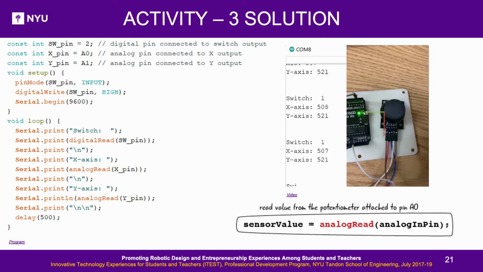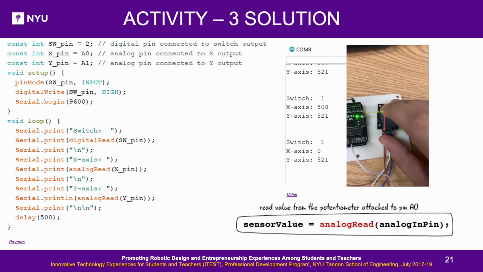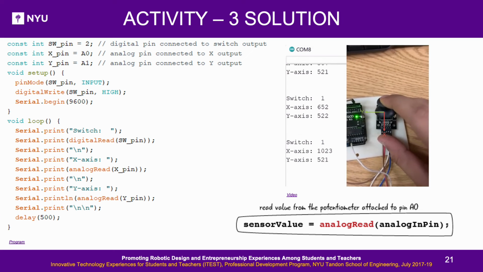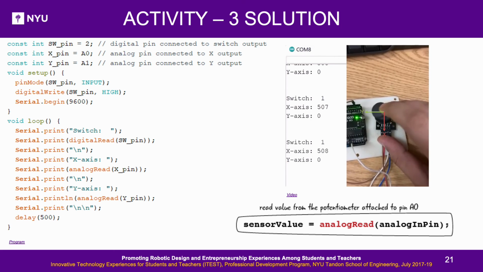Activity 3 solution. This slide shows the code and working video of a joystick. As the button is pressed, the switch value changes from 1 to 0. As the joystick is moved on the X-axis, the values change from 0 to 1023 from the home position. Similarly for Y-axis, the values change from 0 to 1023 when the joystick is moved in the Y direction.